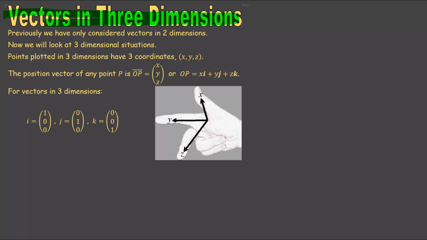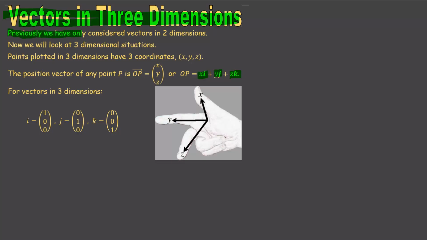Vectors in 3 dimensions. I've often heard students say, all we need to know is we've got i, we've got j, is it k next? But there is a bit more to it than that, as we'll discover as we work through this section.